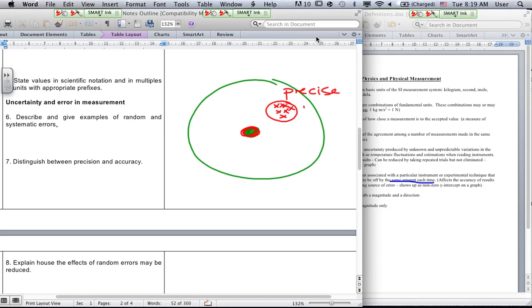Because they're very close together, they will be precise, but not accurate. I don't know what's happening to my board here. It's a little bit slow. Anyway. Alright, so that's precise, not accurate.